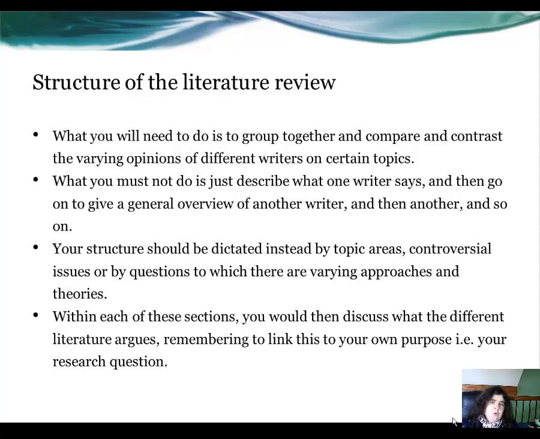So the structure should be dictated instead by topic areas, conversational issues, or by questions to which there are varying approaches and theories. And then in each of the sections, discuss what the different literature argues, and then always relate back to your own research question, explaining then that you have identified a gap or a study that was done abroad that hasn't been replicated in Ireland, and this is the purpose behind your own study.